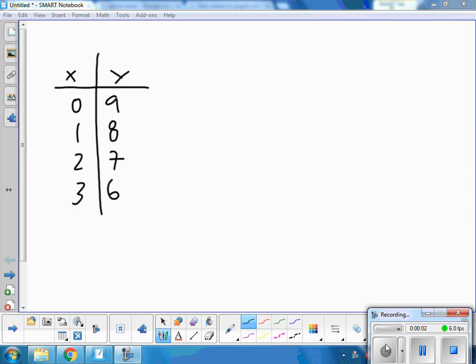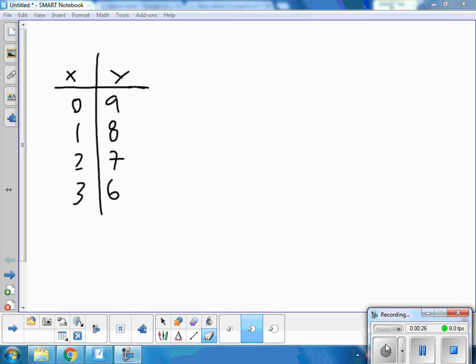Hey students, we're going to work on taking a table and finding the equation from that table, from solutions. Now each one of these things represents a coordinate. So like there's a graph somewhere that has the points (0, 9), (1, 8), (2, 7), (3, 6). Those are like little dots on the graph. And we're going to use that, knowing that those are dots or solutions, to find the equation of the line.